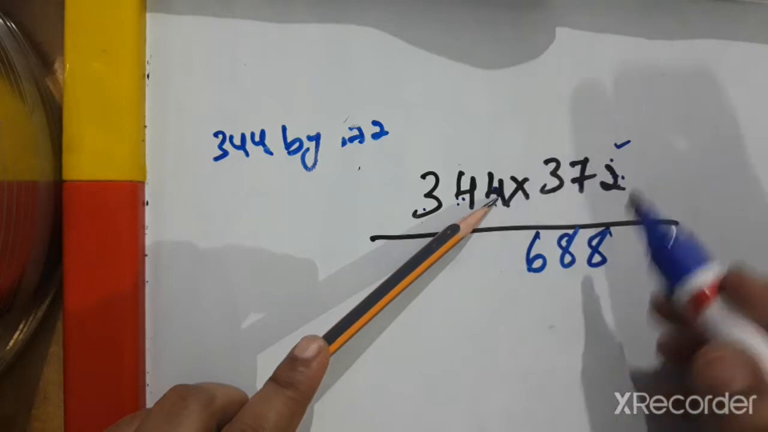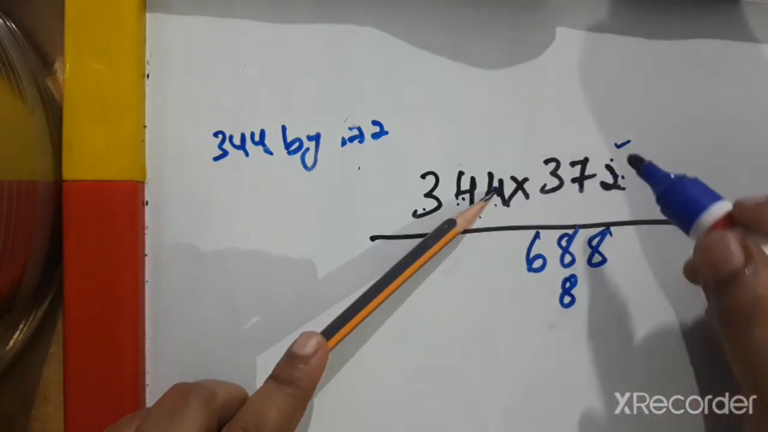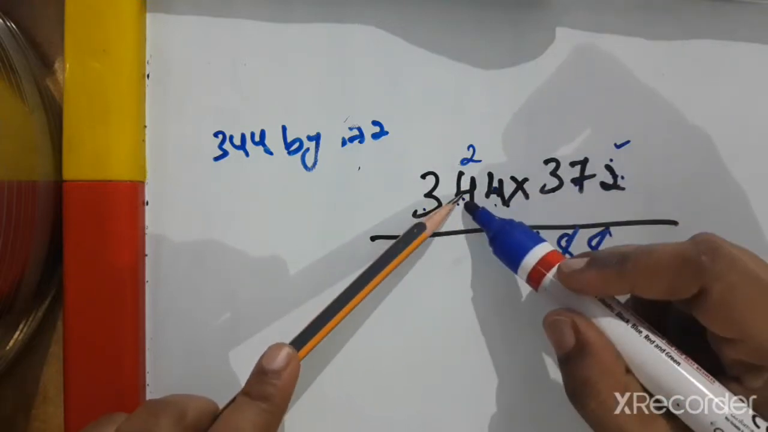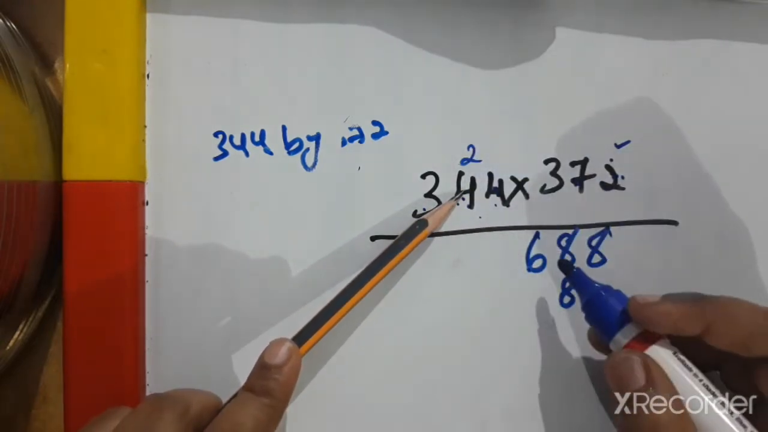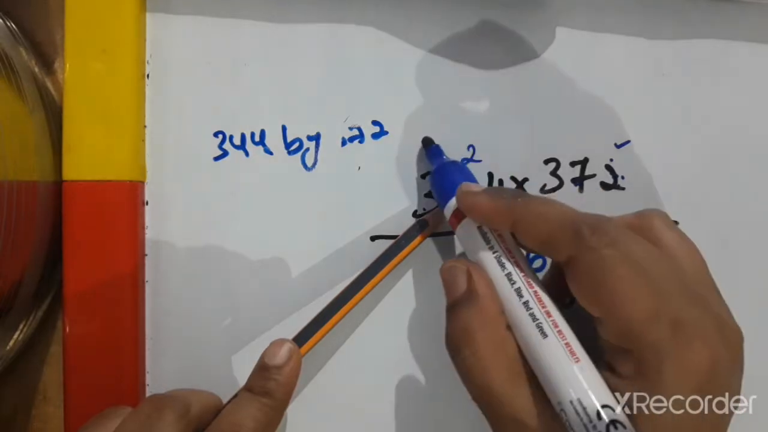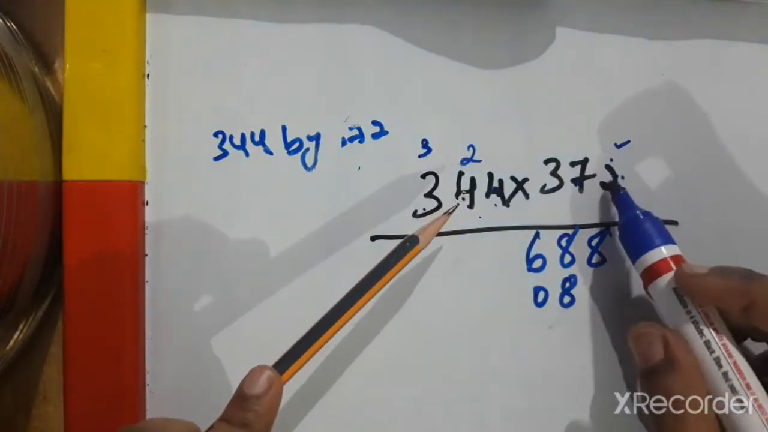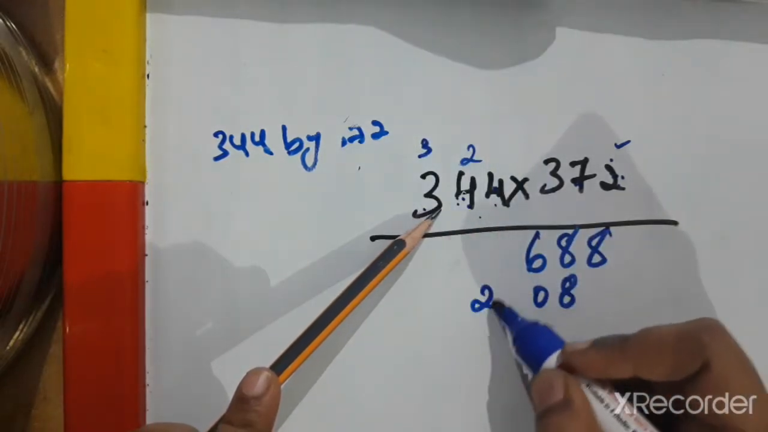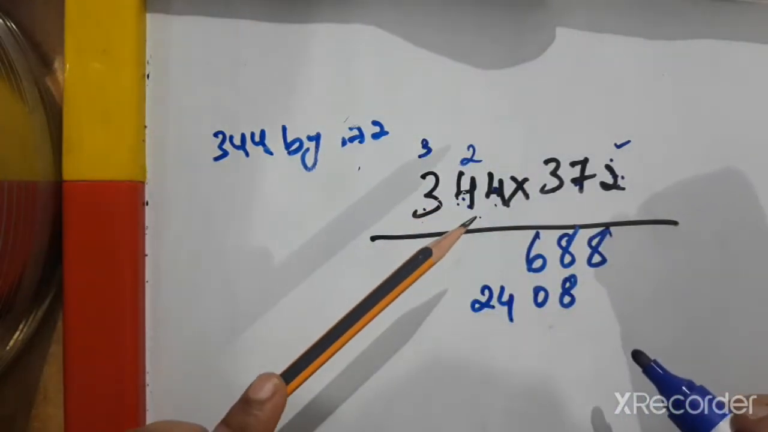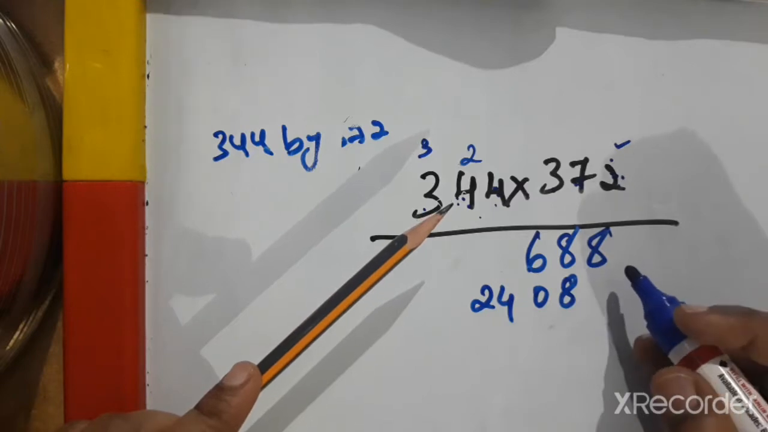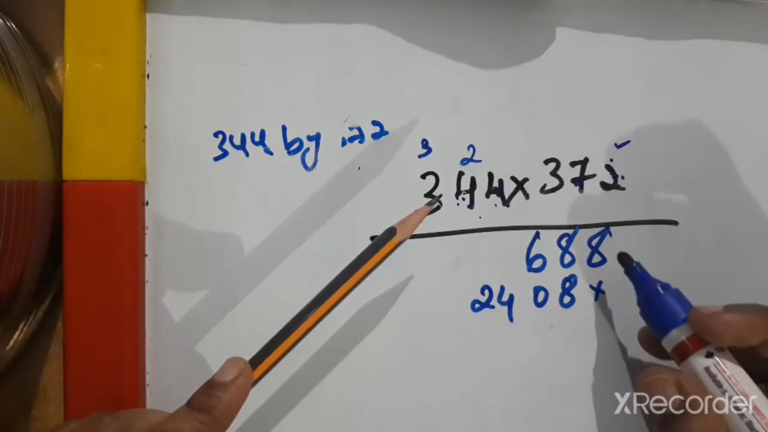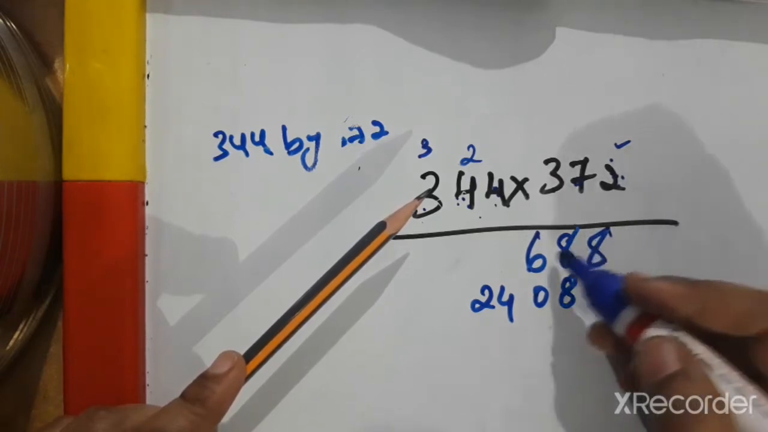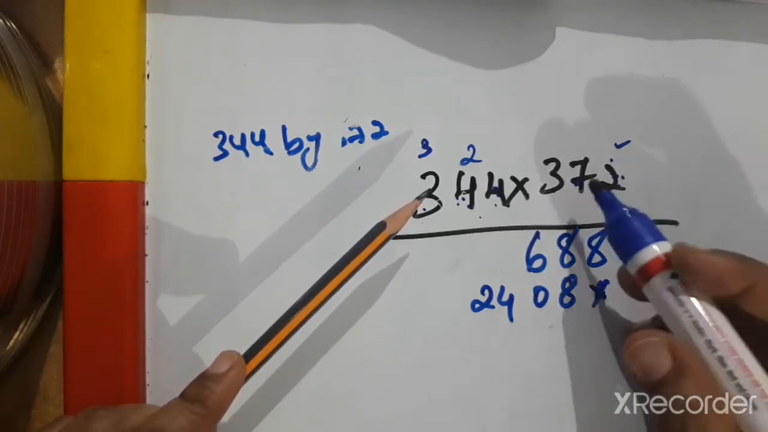7 4s are 28. So 8 here, carry 2 to the next place. 7 4s are 28, 28 plus 2 is 30. So 0 here, 3 carry to the next place. 7 3s are 21, 21 plus 3 is 24. 2408. Here we have to leave one space after each line. Okay, so 688 and one place we have to leave.